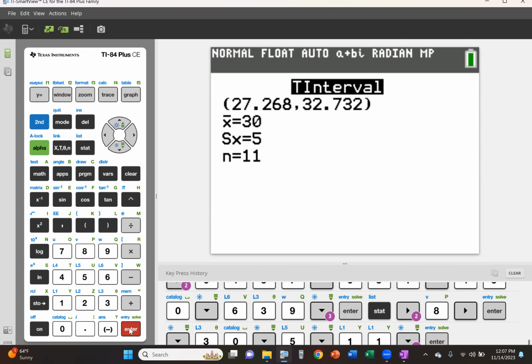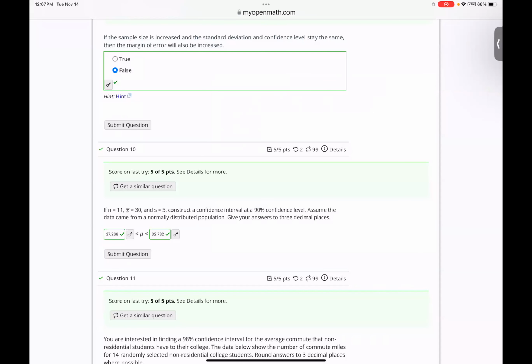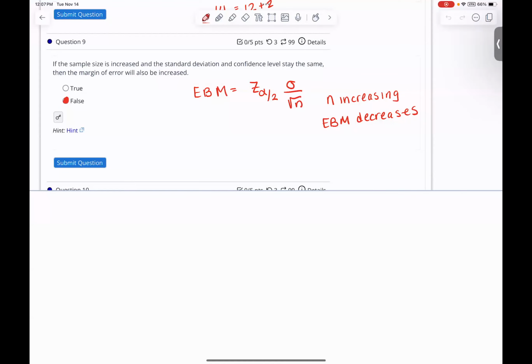So we get 27.268 to 32.732. So problem 10, we had 27.268 to 32.732. Okay, problem 11.